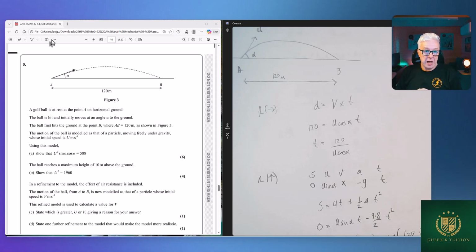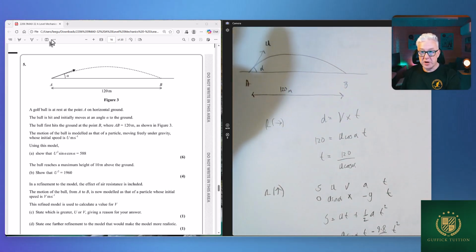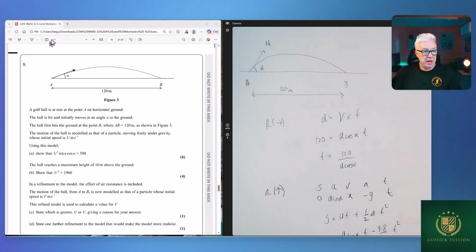Hello everyone, we've got a question 5 mechanics paper and it's a projectiles question. So quite a tricky question, this one. It says a golf ball is at rest at a point O on a horizontal ground. The ball is hit and initially moves at an angle of alpha to the ground. The ball first hits the ground at a point B where AB is 120 meters as shown in figure 3.